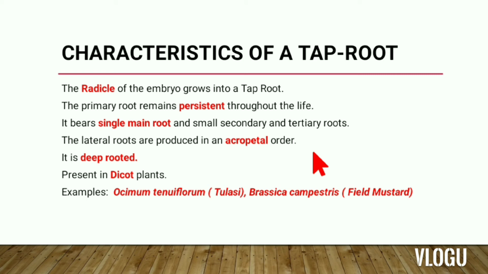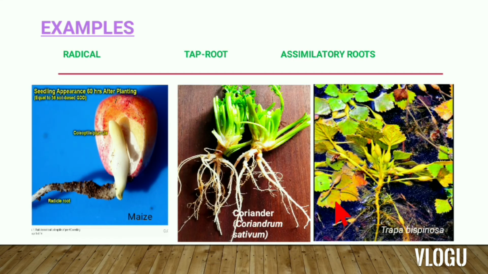The primary root will always be deep rooted in a taproot system. Therefore, it's very difficult for us to uproot a dicotyledonous plant because the roots, the root hairs, will be deeply seated in the ground. Next is, the taproot system is mostly seen in dicotyledonous plants. It means all the dicot plant family members will be bearing this kind of root system. Some examples are Ocimum tenuiflorum, that is the common tulsi, and Brassica campestris, that is the field mustard. Let's move to the new slide.